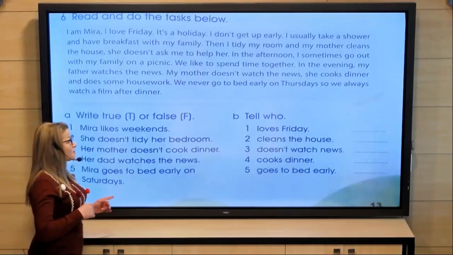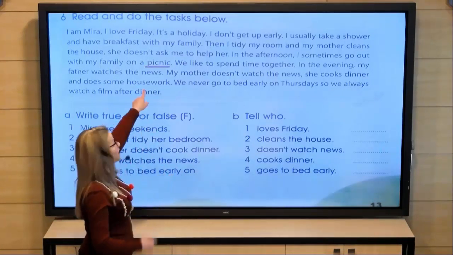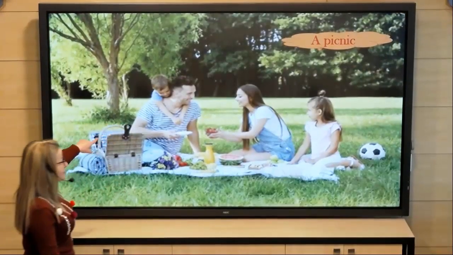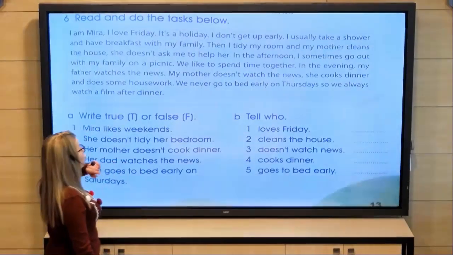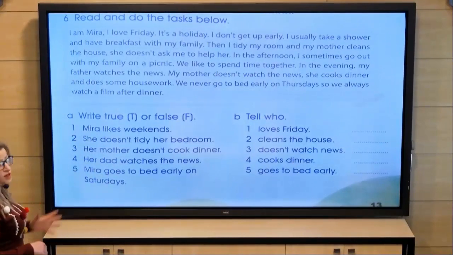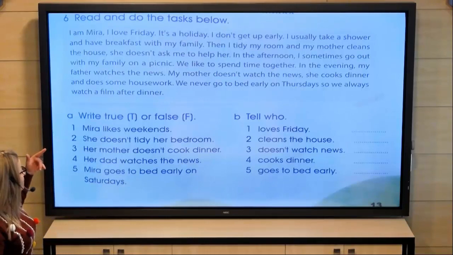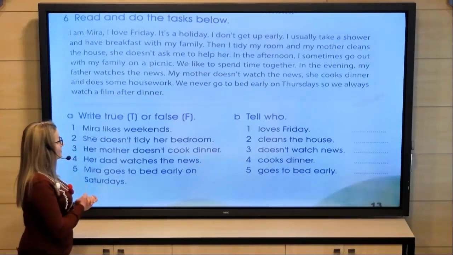In this text, we have only one new vocabulary, and it's picnic. What's the meaning of a picnic? Look, this is a picnic. Now, let's go back to our text to do the tasks. You have 5 minutes for silent reading, just in order to do the tasks below. Only 5 minutes.